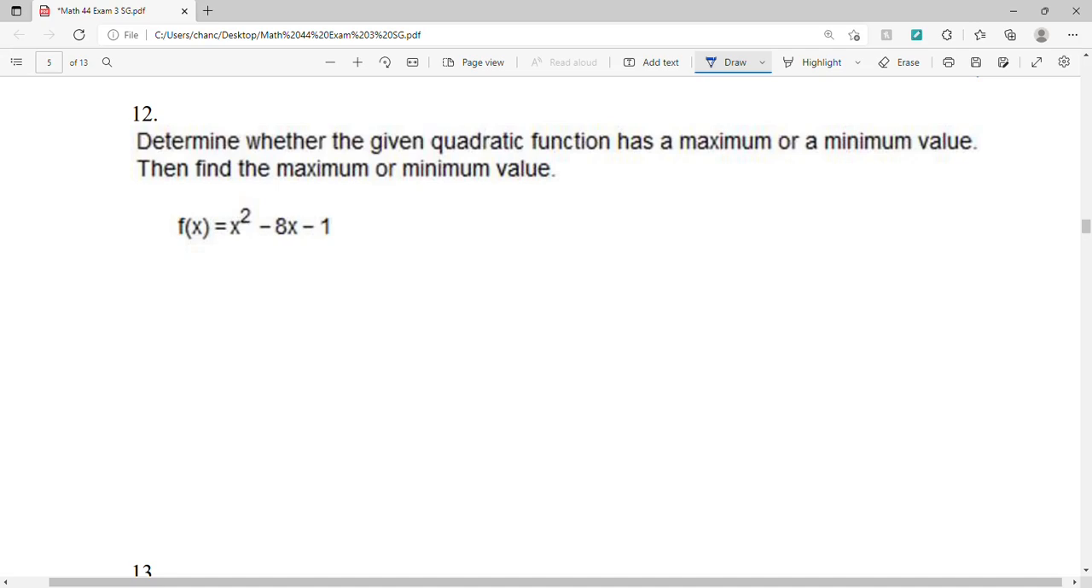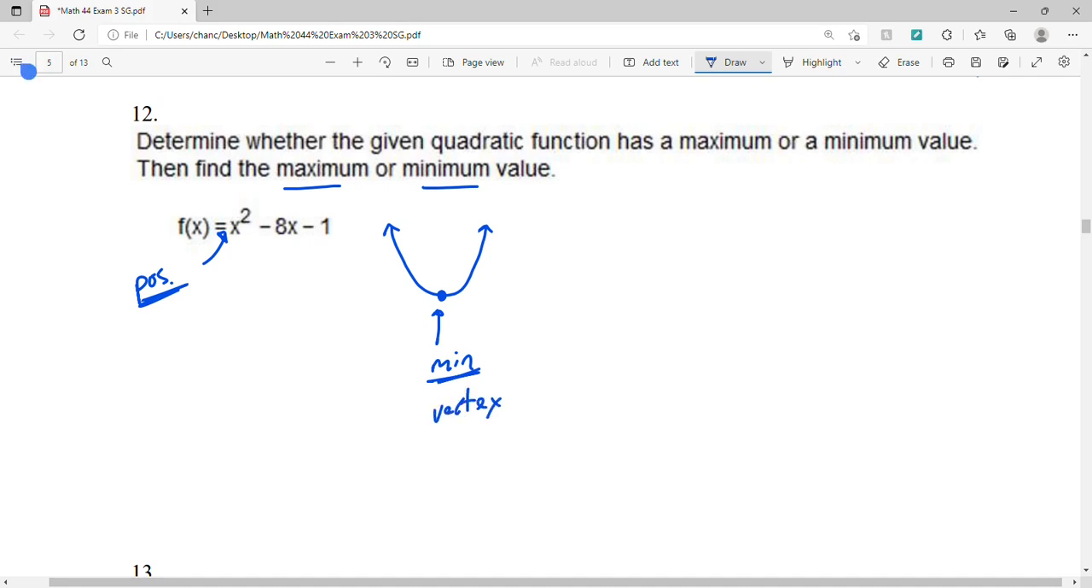Question 12. Determine whether the given quadratic function has a maximum or minimum value, then find the maximum or minimum value. If I look at the equation, f of x equals x squared minus 8x minus 1, this is a parabola that faces up. I know that because the leading coefficient is positive. So we have a parabola that looks like this. And that means it does not have a maximum, but it does have a minimum. The minimum is located here at the vertex.